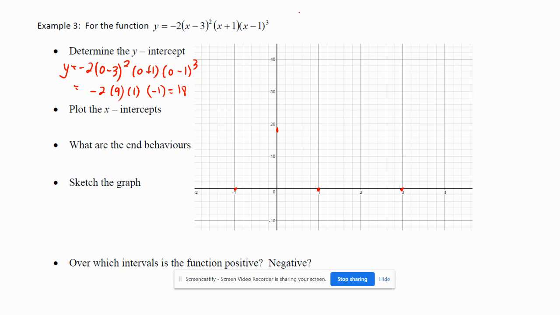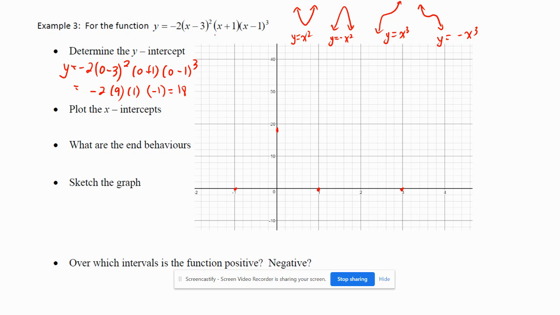Now, what we want to remember from earlier in this unit is we had 4 graphs that we had to have memorized. So this was y equals x squared, y equals negative x squared, y equals x cubed, and y equals negative x cubed. Now what is the degree here? Well, we have (x minus 3) squared, (x plus 1) to the 1, and (x minus 1) cubed. So if we add up these multiplicities, 2 plus 1 plus 3, we get 6. So the total degree of this function is going to be 6.